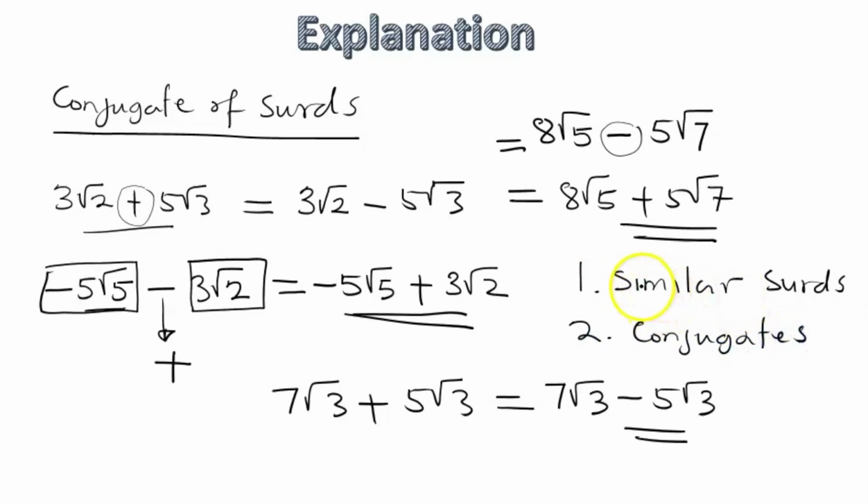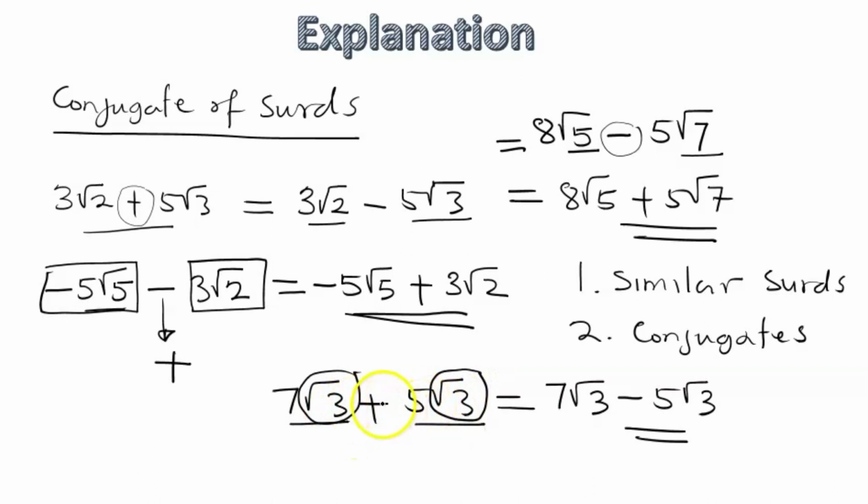We say similar surds are surds that have the same irrational form. Take for example 8 root 5 and 5 root 7. They are not similar. Why? Because their root form is not the same. Look at 3 root 2 and 5 root 3. They are also not similar, because their root forms are not the same. Now look at this: we have 7 root 3 and 5 root 3. I can see root 3 here and root 3 here. So these are similar surds.